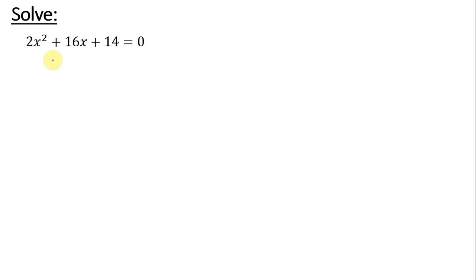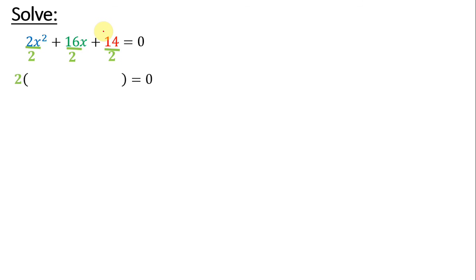Problem 5. 2x squared plus 16x plus 14 equals 0. Now, once again, like the last problem, immediately there's a lot more work that we don't really have to do. We can make this problem easier for us. What am I going to do to make this problem easier? Well, all of these numbers are even, so I know that I can divide out a 2 from each of those.